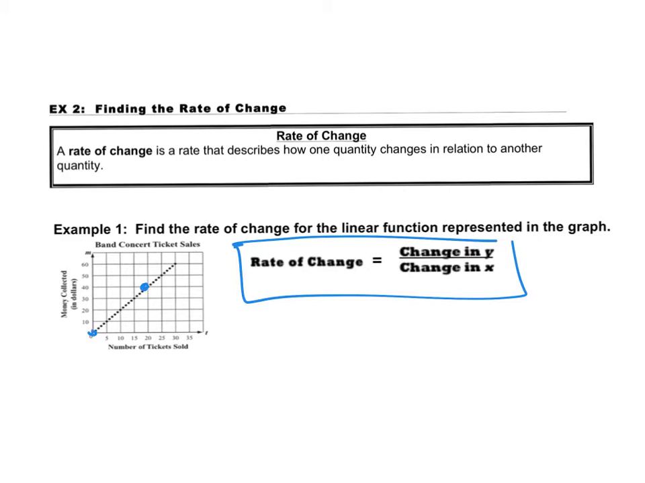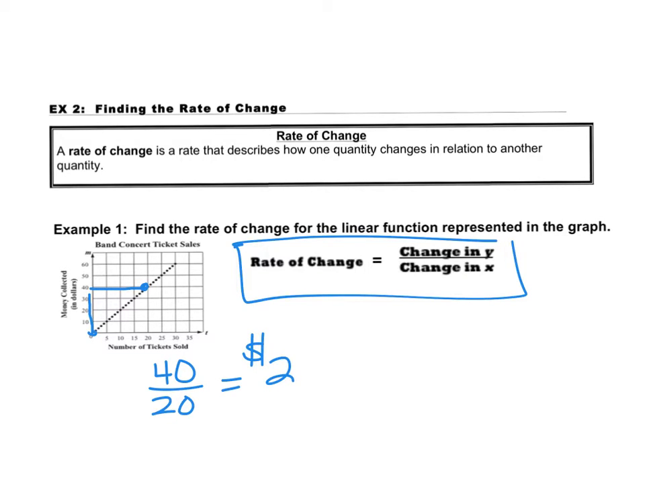So I'm going to go up 10, 20, 30, 40. So I went up 40. And then I'm going to go over 5, 10, 15, 20. So when I simplify that, I'm going to get 2. So it's going to be $2 for every ticket.